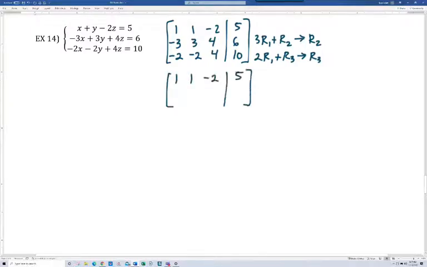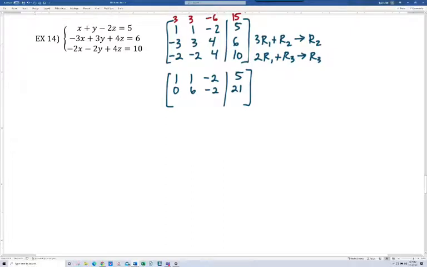So let's go ahead and rewrite the matrix. The first row is not changing, so I wrote in the first row. And let's go ahead and multiply each element by 3 in the first row. So 3 times 1 is 3, 3 times -2 is -6, and 3 times 5 is 15. And so now we can add these numbers together. -3 and 3 is 0. 3 and 3 is 6. -6 and 4 is -2. 15 and 6 is 21.